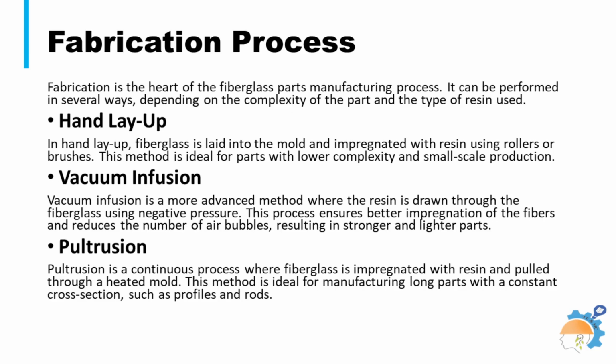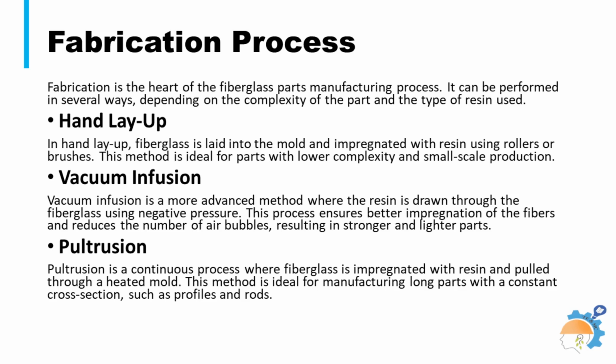Lamination is the heart of the fiberglass parts manufacturing process. It can be performed in several ways, depending on the complexity of the part and the type of resin used. In hand layup, fiberglass is laid into the mold and impregnated with resin using rollers or brushes. This method is ideal for parts with lower complexity and small-scale production.